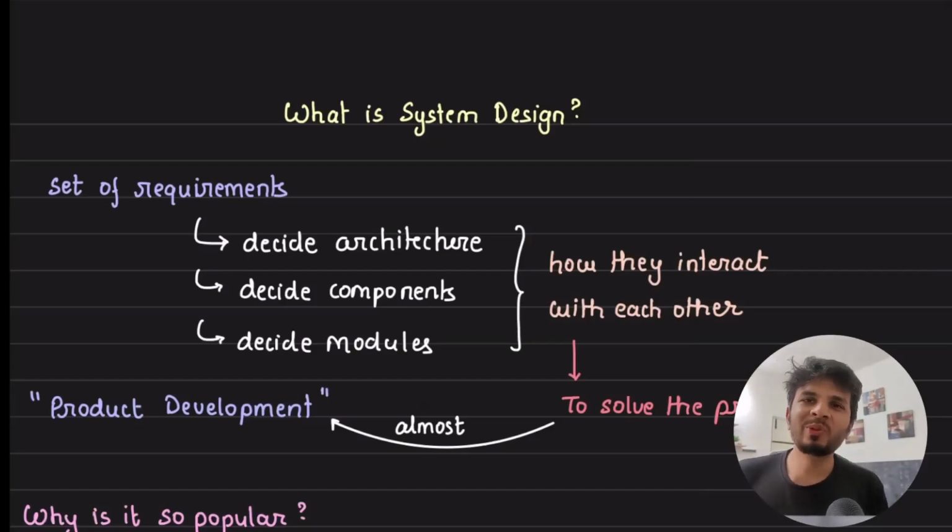So let's start with the most foundational question. What is system design? System design in general is we have a set of requirements and we want to build a product out of it. That's what system design is all about.